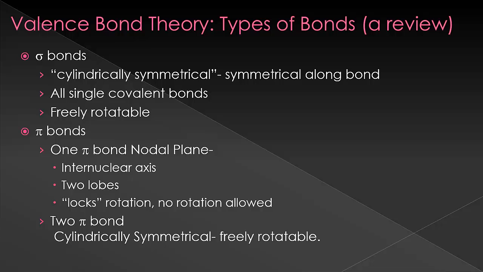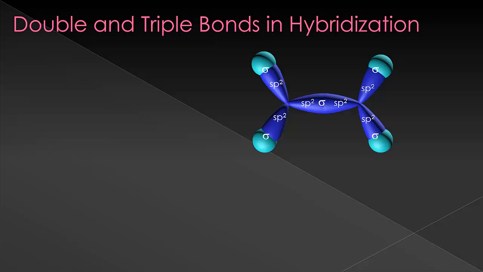Now, if we have a molecule that has two pi bonds between the two different atoms, or in other words, it's a triple bond, this will be cylindrically symmetrical and freely rotatable. And we looked at why this was in pictures before, and we'll do that again now. So first, let's look at our sigma bonds.